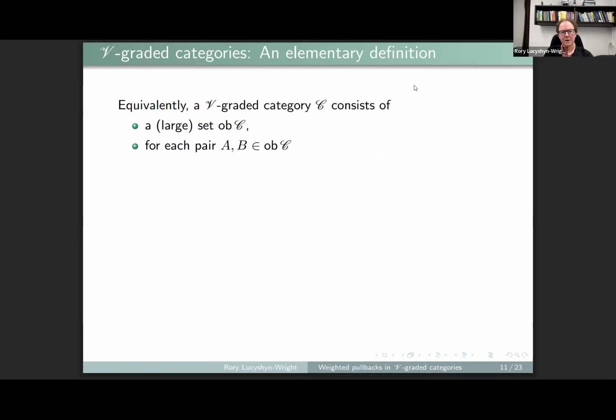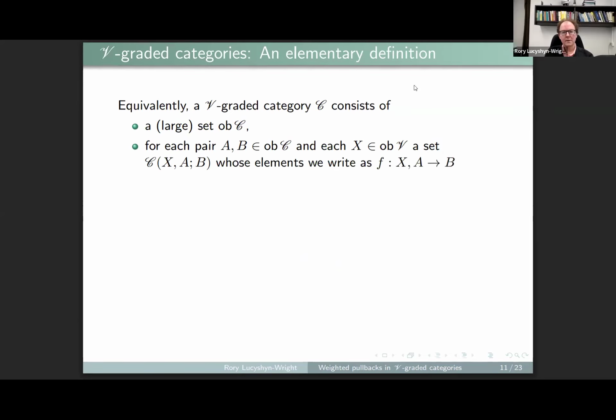And for each pair of objects, A and B of C, and each object X of V, we ask for a set that we write in the following way. It looks a bit like a Hom set, but it sort of has two input objects in the domain position, in a sense. X is an object of V. And the elements of this set we write with the following notation: f going from X comma A to B, just a formal notation for those two objects involved in the domain. f from X comma A to B. And we call these graded morphisms from A to B with grade X.